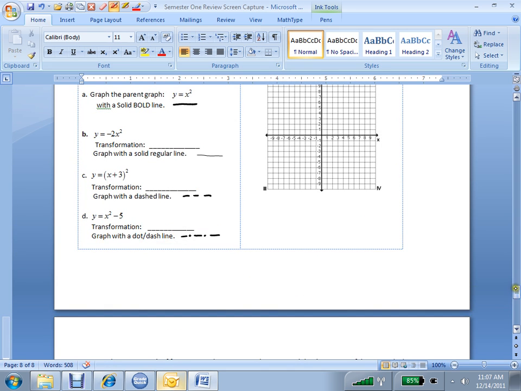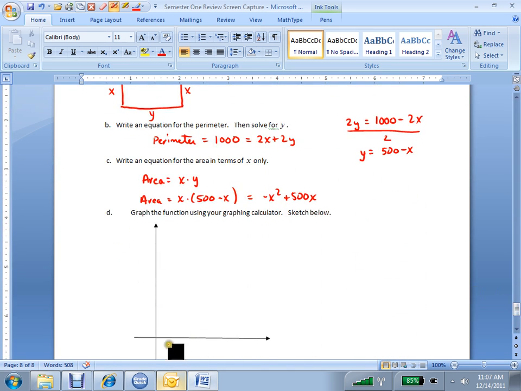Next, what I would do is I would put this in my graphing calculator, and when I do that I will see a graph that looks like this. You will need to actually zoom out. Go to your zoom button and zoom out. And then you will see that it will look like this, and that makes sense because it should be opening down because of the negative x squared. And then you will see it has an intercept at 500.